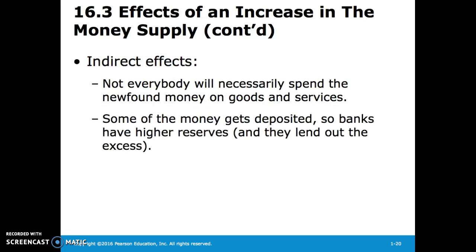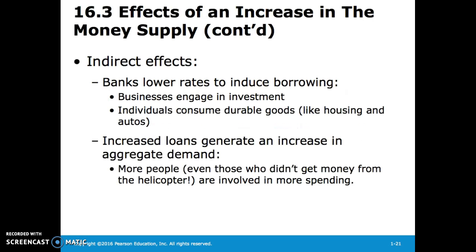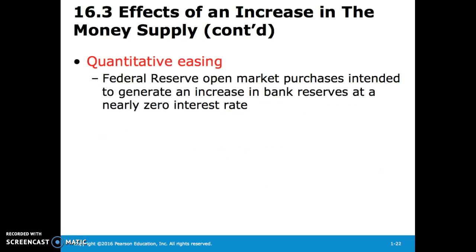Indirectly, however, not everybody will necessarily spend the newfound money on goods and services. Some of the money gets deposited so banks have higher reserves and they lend out the excess. So now these banks lower the rates that they charge to induce borrowing. Businesses engage in investment, and individuals consume durable goods like housing and autos. The increased loans generate an increase in aggregate demand, so more people, even those who didn't get money from the helicopter, are involved in more spending.